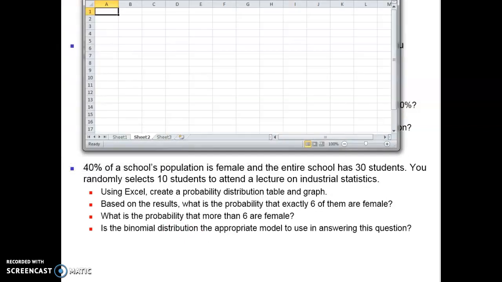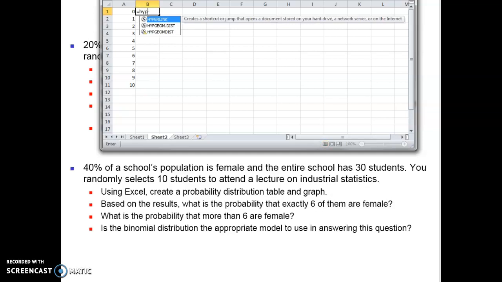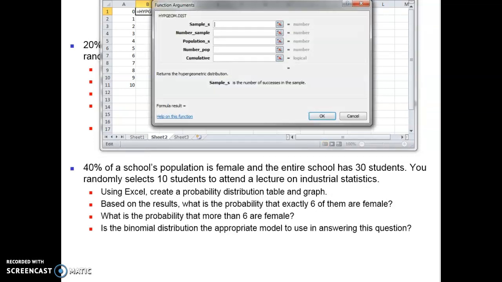And we're going to do the same thing except with the hypergeometric formula. So our first column is going to be the number of successes, and if we're pulling 10 students, we could have anywhere from 0 to 10 successes. So drag this down, and then we're going to put the hypergeometric distribution, and let's pull up the argument box. The successes in our sample would be the first column. The number in our sample, well, it's 10 students.